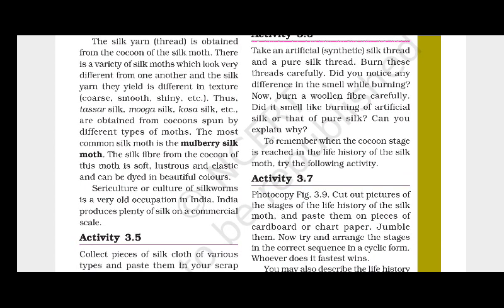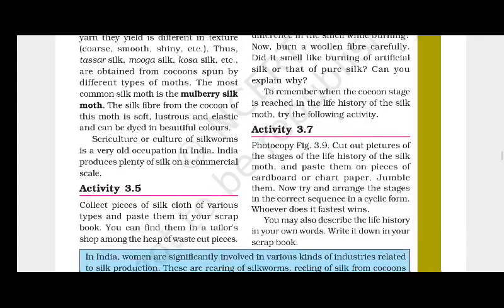Sericulture or culture of silkworm is a very old occupation in India. India produces plenty of silk on a commercial scale.